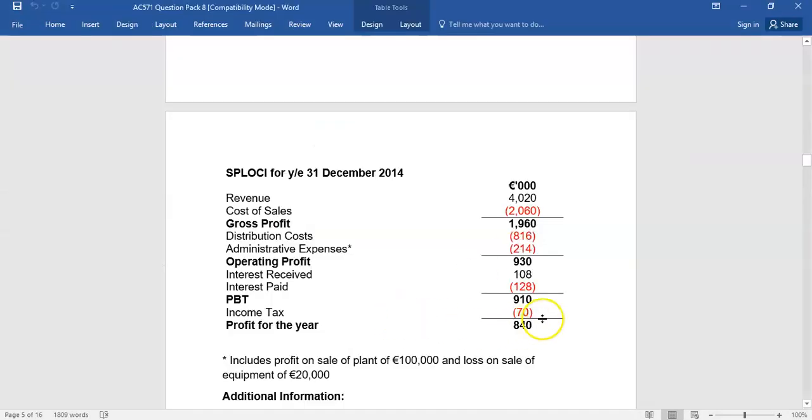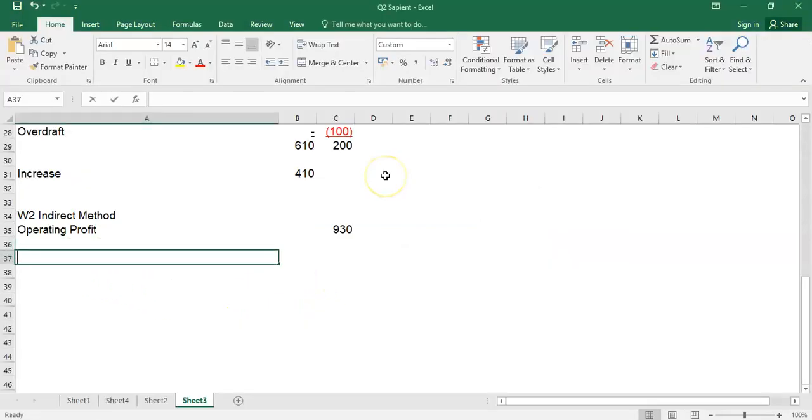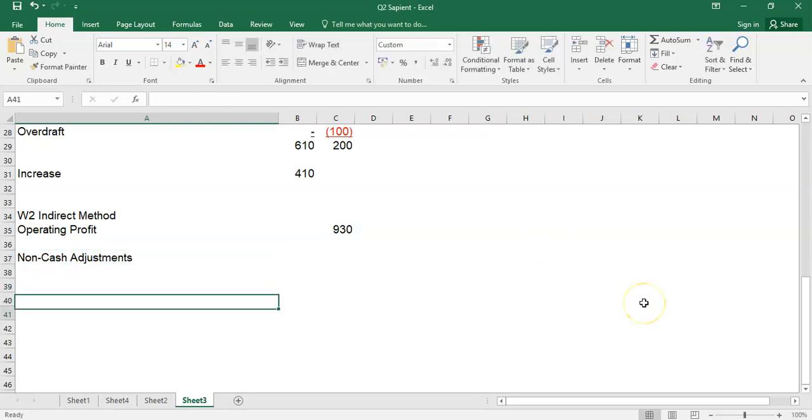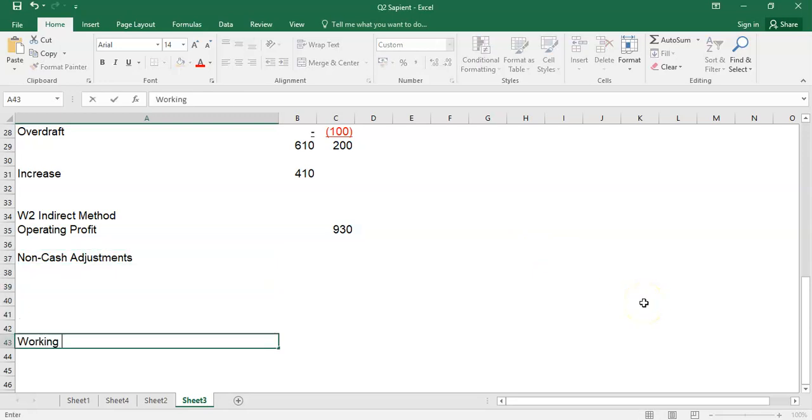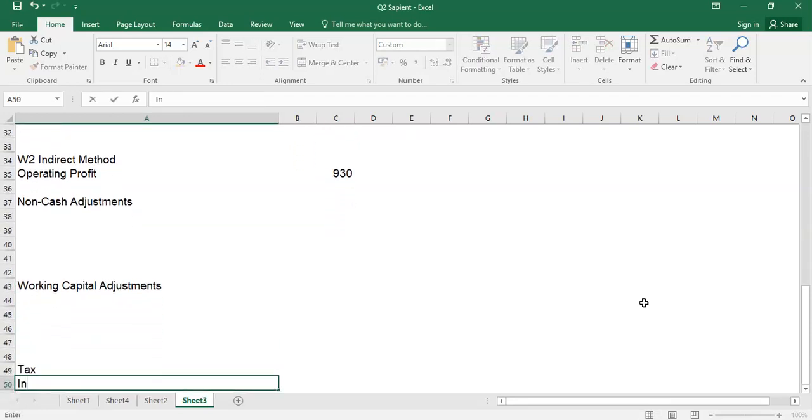Now, of course, you could start with profit after tax, but you're going to be adding back all of those anyway. So the cleanest way is to start with operating profit. We then have a couple of adjustments. We have to do your non-cash adjustments, find those in the question. Then we have to do working capital adjustments. And then you have to come down and take off tax and interest. So tax paid and interest paid.